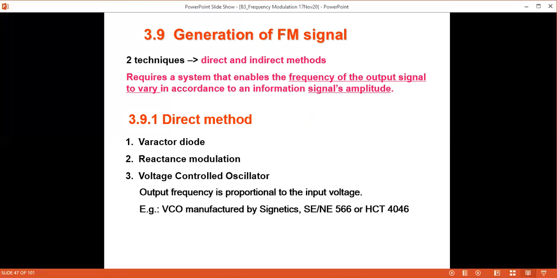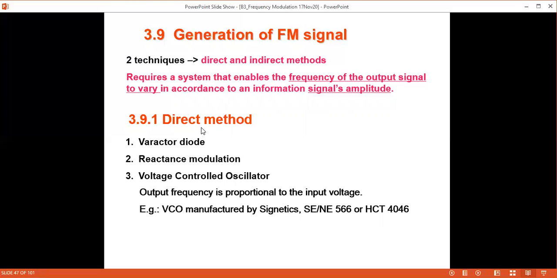There are two techniques to generate FM signals: direct and indirect methods. Basically, to generate an FM signal, we need a system that enables the frequency of the output signal to vary in accordance with the information signal's amplitude. Basically, it should be proportional. The frequency of our output signal is proportional to the information signal's amplitude, which will be our input to the system.